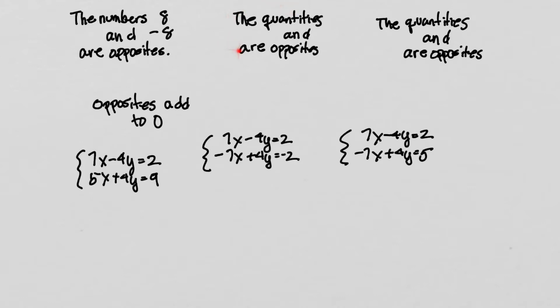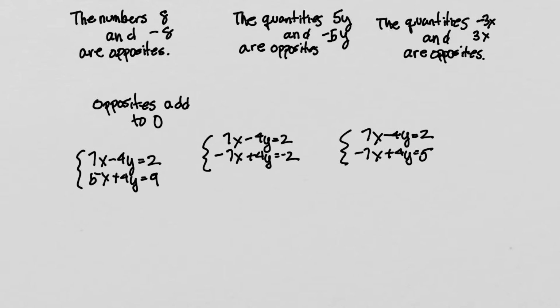Let's go over to the middle here, and let's pick a quantity like 5y and opposite 5y, or -5y. These numbers are opposites. And then let's come over to the top right here, and let's just pick another quantity like -3x and positive 3x. These numbers are opposites.